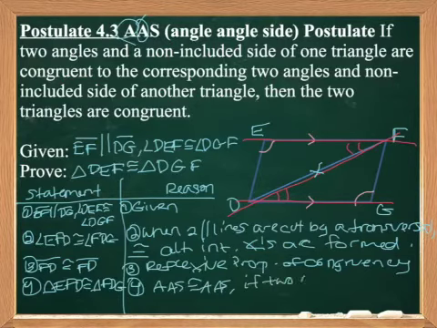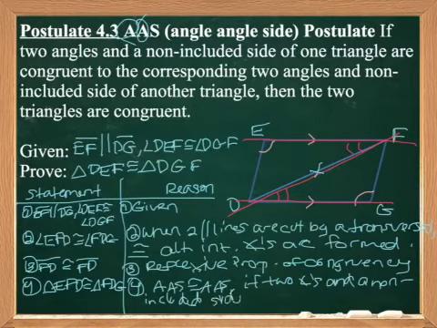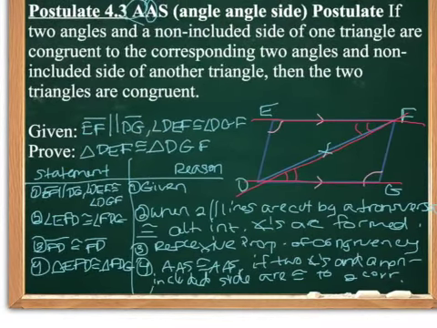if two angles and a non-included side are congruent to two corresponding angles and the corresponding side, then two triangles are congruent. And that would be the end of our proof.